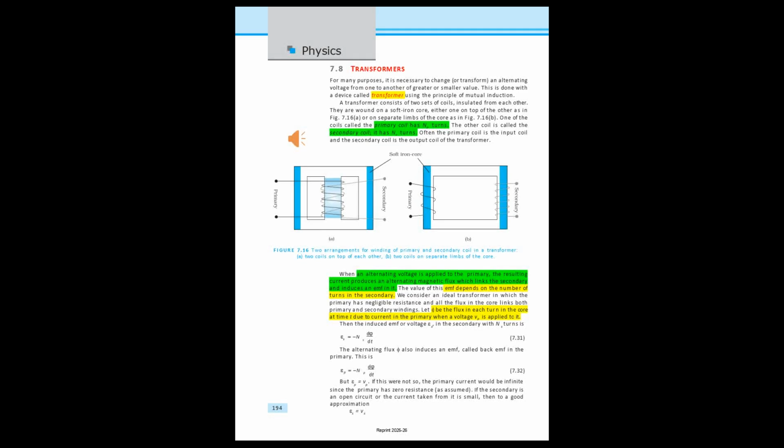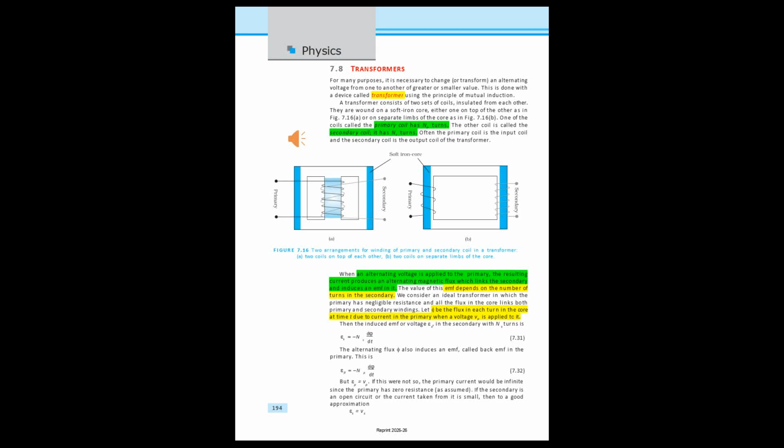We consider an ideal transformer in which the primary has negligible resistance and all the flux in the core links both primary and secondary windings. Let phi be the flux in each turn in the core at time t due to current in the primary when a voltage Vp is applied to it. Then the induced EMF or voltage epsilon s in the secondary with Ns turns is given by equation 7.31.